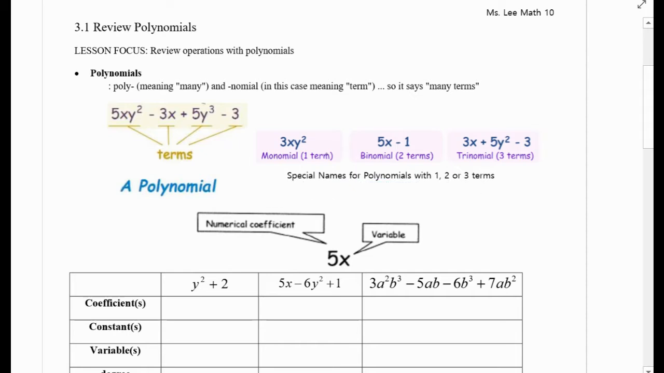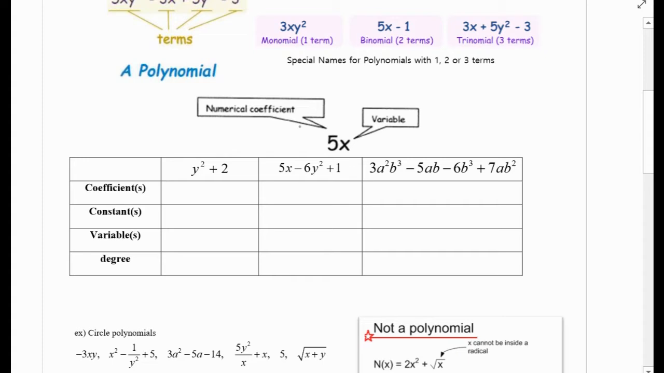So remember that everyone, monomial is also a polynomial. So after 3 terms, we just call them polynomial. Those are just special names for polynomials with 1, 2, or 3 terms.